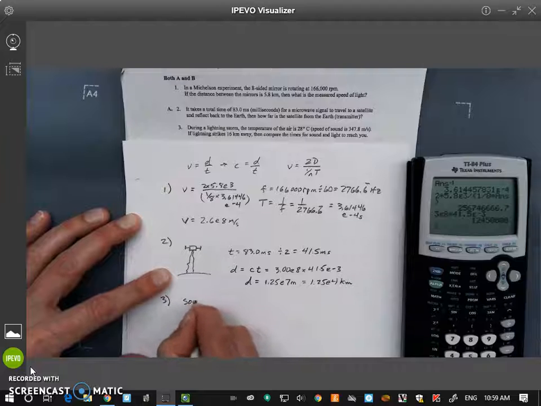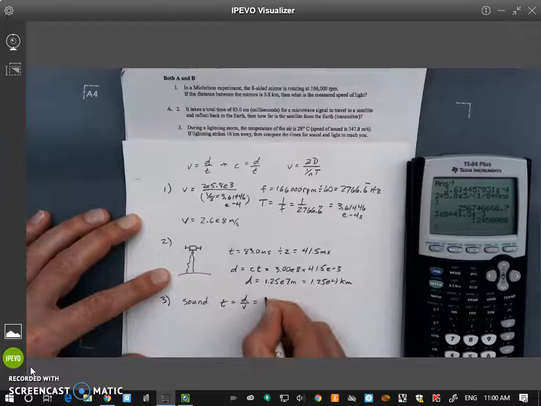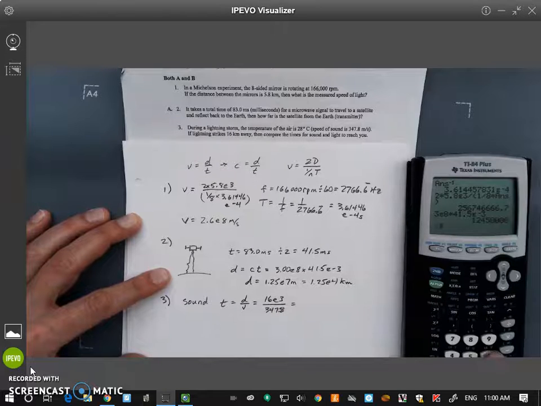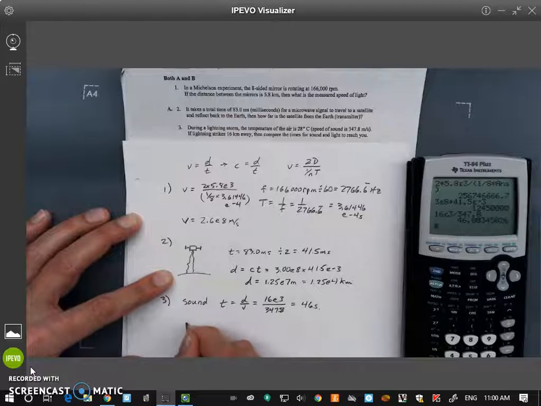Okay, so for sound, time is distance over speed. And so the distance is 16 kilometers away and 347.8 meters per second. That's 46 seconds.